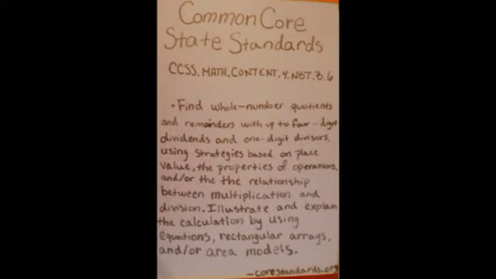Common Core State Standards. Find whole number quotients and remainders with up to 4-digit dividends and 1-digit divisor, using strategies based on place value, the properties of operations, and/or the relationship between multiplication and division. Illustrate and explain the calculation by using equations, rectangular arrays, and/or area models.